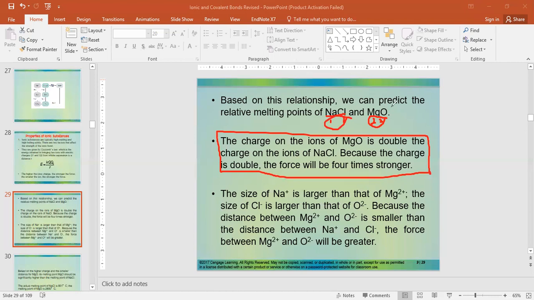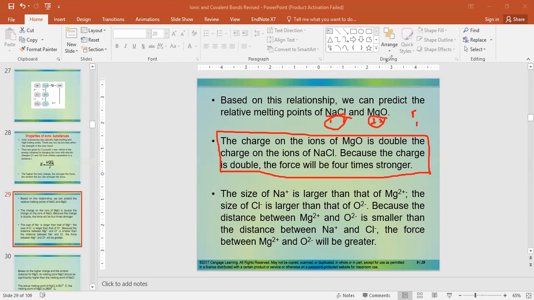So when you only examine the size of the charge, you would expect 4 times stronger if you compare these two. But remember, there is a factor of R and there's a factor of K, again, which are going to be determined by the size of the ions that come together.